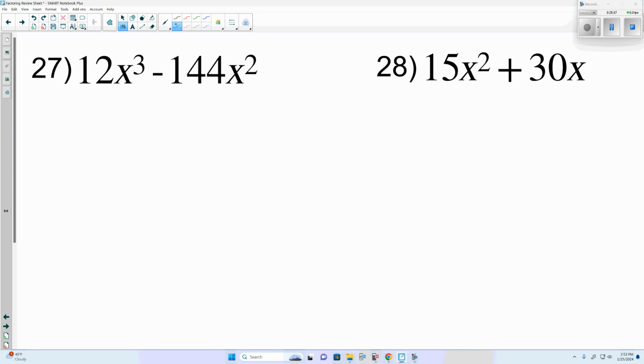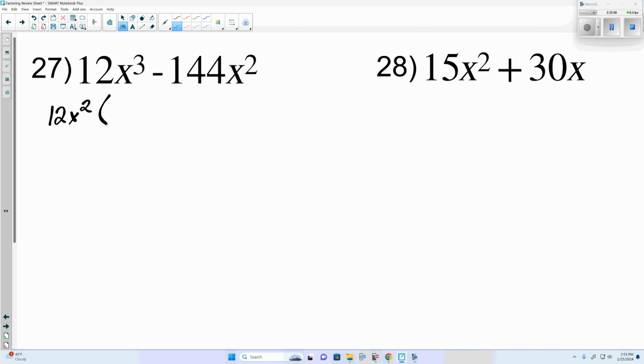27 and 28. Again, first thing we should always be looking for is the greatest common factor. 12x cubed minus 144x squared. Is there a greatest common factor? 12, yes. And they do both have x in common. And more specifically, we can take x squared out of both, yes?